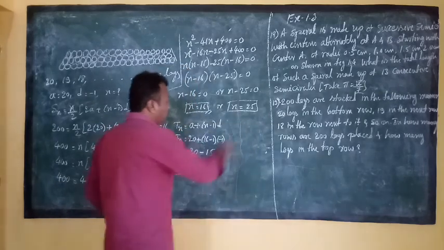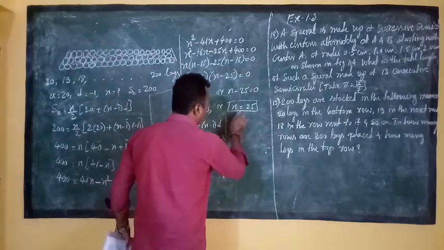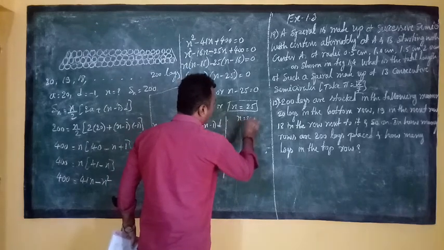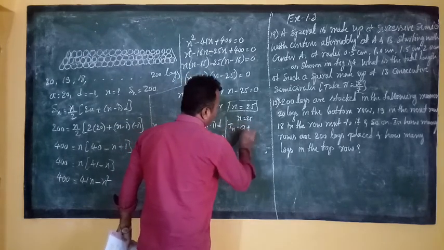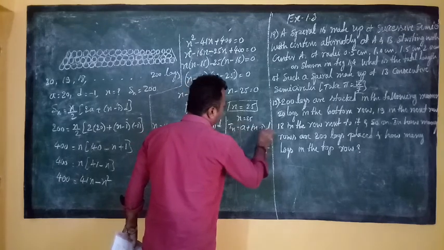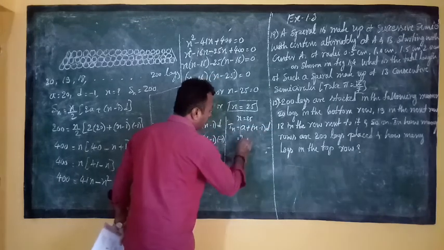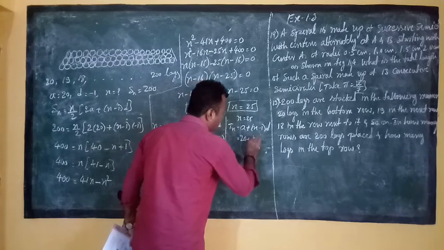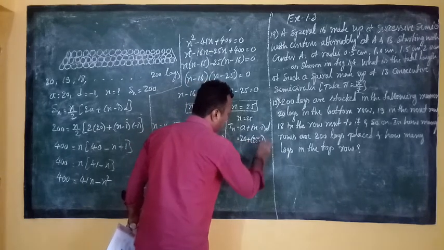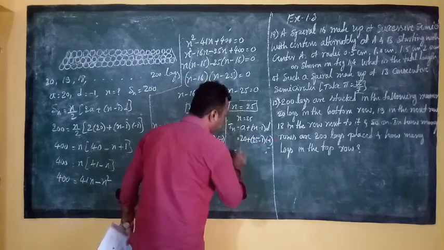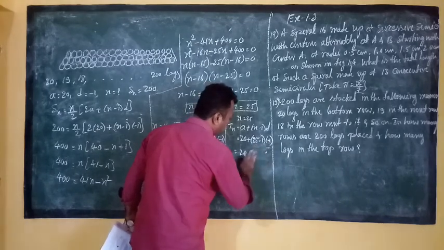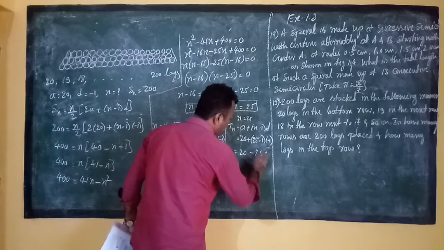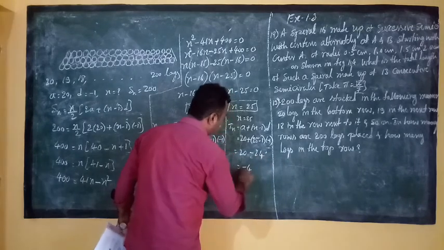Now the other one, 25. So n is equal to 25, correct? Now we have to calculate. Tn is equal to a plus (n minus 1) into d. Let us check it. a means 20 plus (n, 25, minus 1) into minus 1. So 20 plus 24 into minus 1, minus 24. So it becomes minus 4.